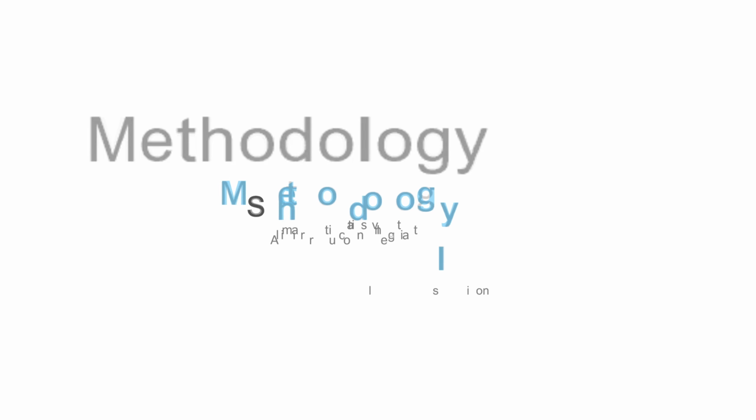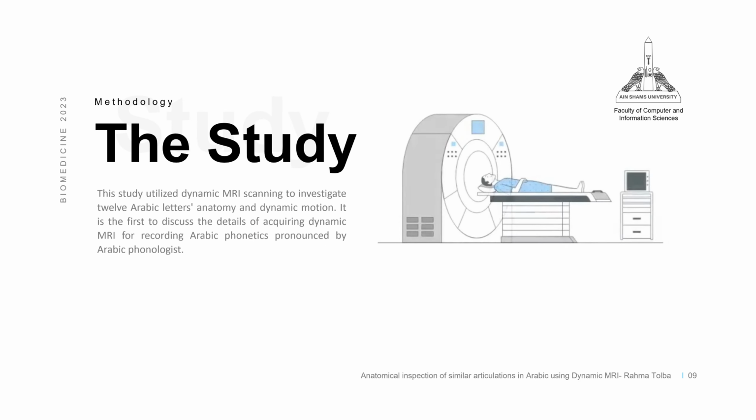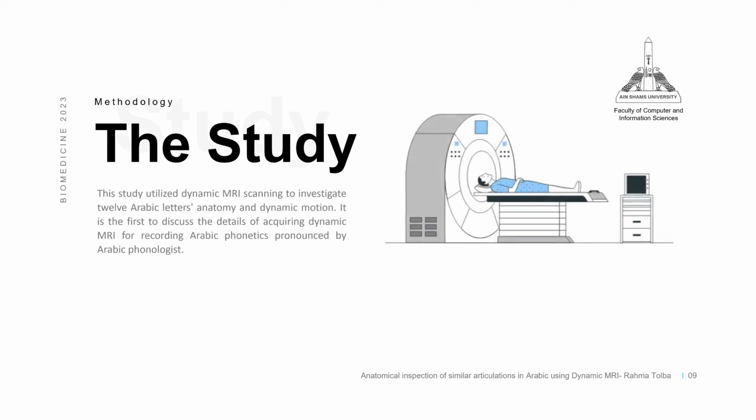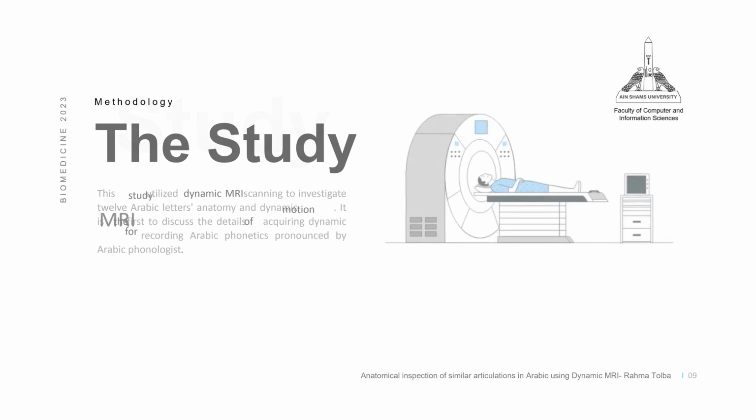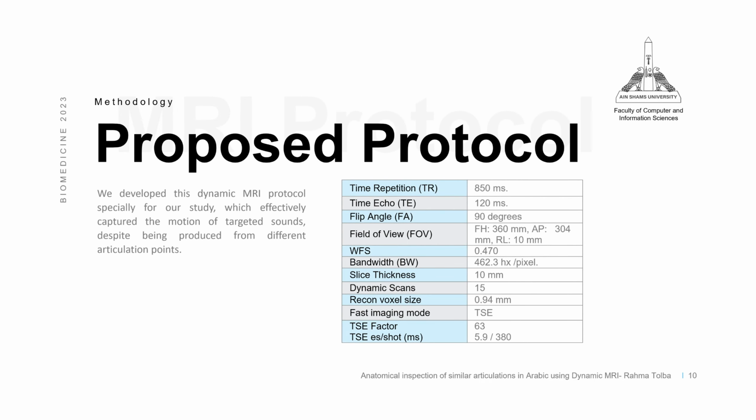In our study, we utilized dynamic MRI scanning to investigate the anatomy and dynamic motion of 12 Arabic letters. It is the first to discuss the details of acquiring dynamic MRI for recording Arabic phonetics pronounced by Arabic phonologists. We developed this dynamic MRI protocol specially for our study, which effectively captured the motion of the target sounds despite being produced from different articulation points.